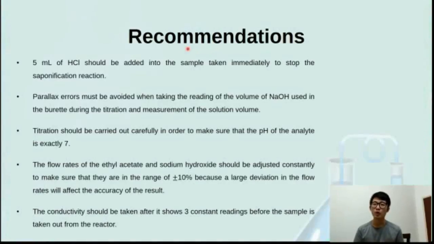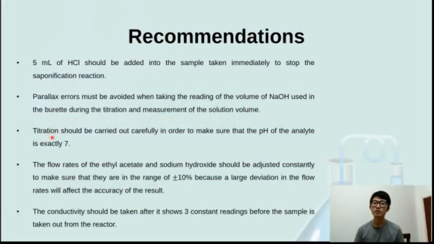To improve the accuracy of the results, there are some recommendations. First, 5 ml of HCl should be added into the sample taken immediately to stop the saponification reaction. Secondly, parallax errors must be avoided when taking the reading of the volume of NaOH used in the burette during the titration and measurement of solution volume.